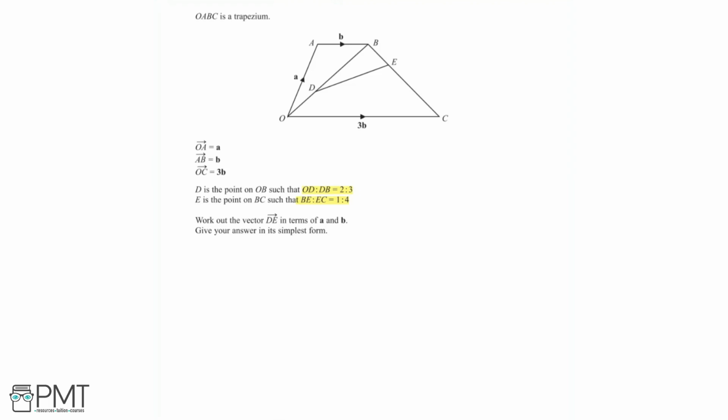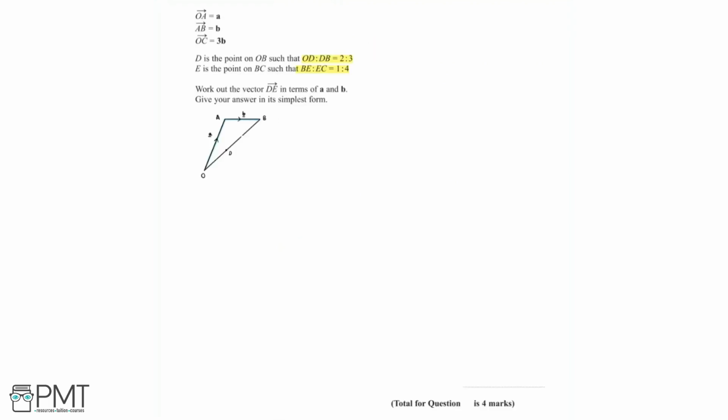Now we have quite a complicated looking diagram over here, and so we can separate these into a bunch of different triangles, which will help us to find the vector DE in terms of A and B. Let's start with our triangle OAB. We know that the vector OA is equal to A, and the vector AB is equal to B. We can start by finding the vector OB. To get from O to B, we can go from O to A, and then A to B. And so the vector OB would be equal to vector OA plus the vector AB, which in this case would be equal to A plus B.